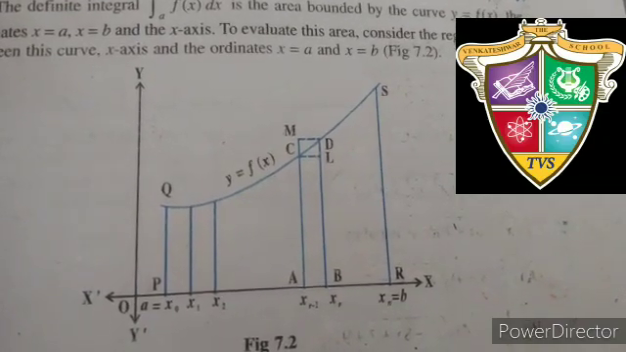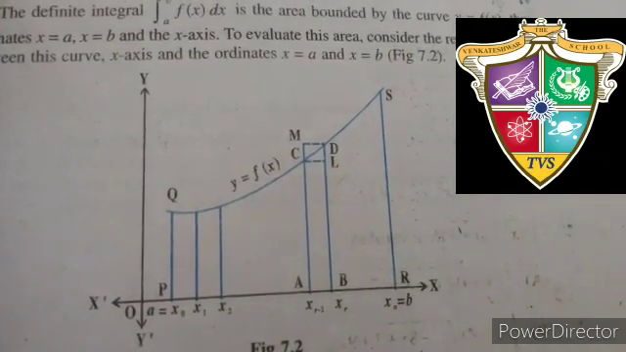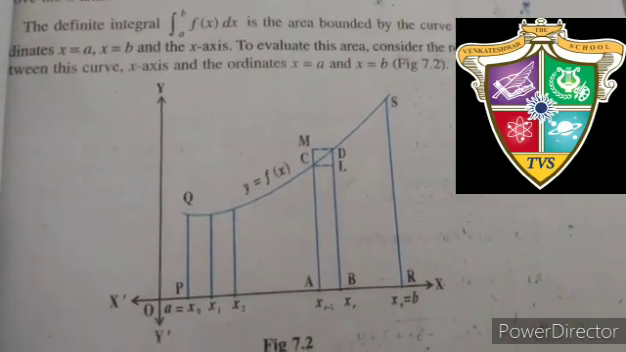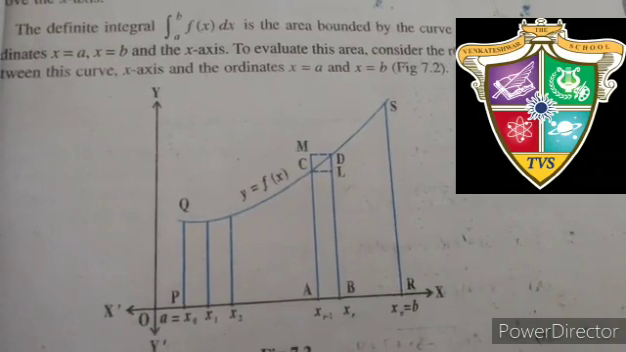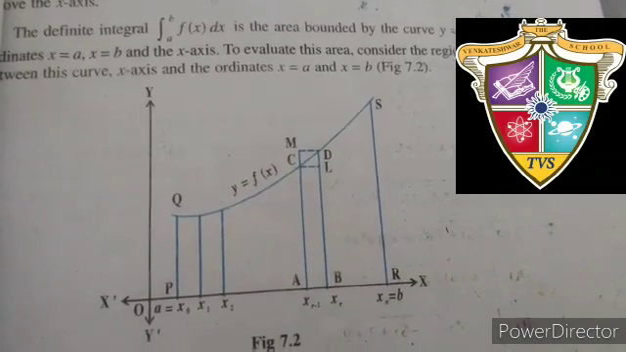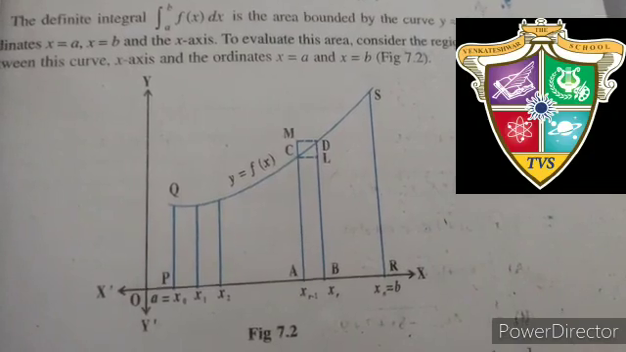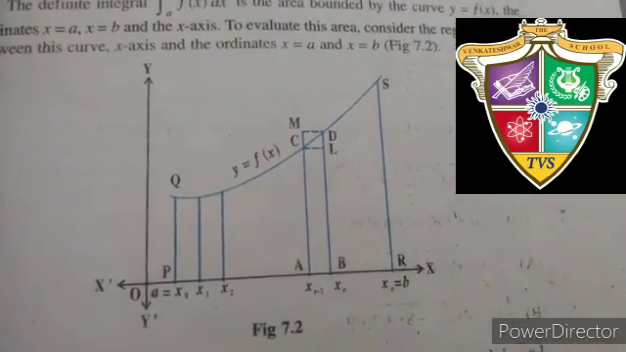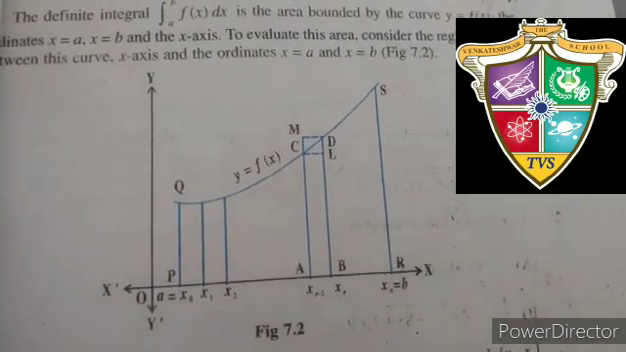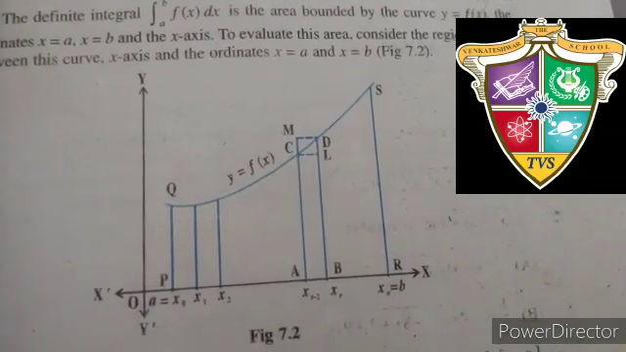Now here this curve, x-axis, and x equals a, x equals b are determining the region, that is we are describing it by the definite integration from a to b of f(x) dx. Now to represent it as limit of sum, what we are doing? We are dividing this whole area into n small parts or n equal parts.